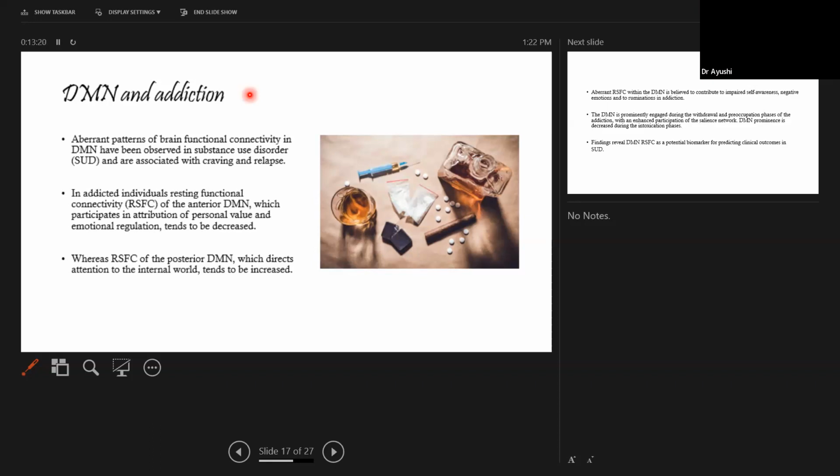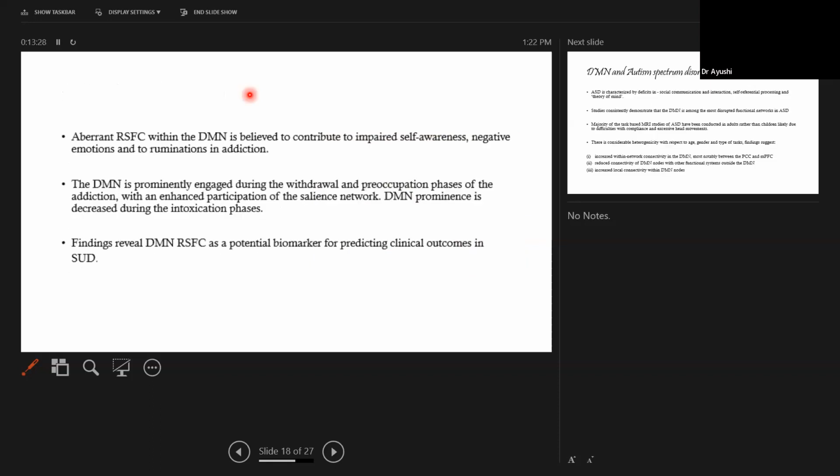So this activity tends to be decreased, and the patient leans more towards substance addiction and intoxication. And the posterior DMN, which directs a patient to their internal world, increases. So the patient is always thinking; there are ruminations in addictions, there are negative emotions. The DMN is prominently engaged during withdrawal and preoccupation phases of addiction with an enhanced participation of the salience network. DMN prominence is decreased during intoxication phases.